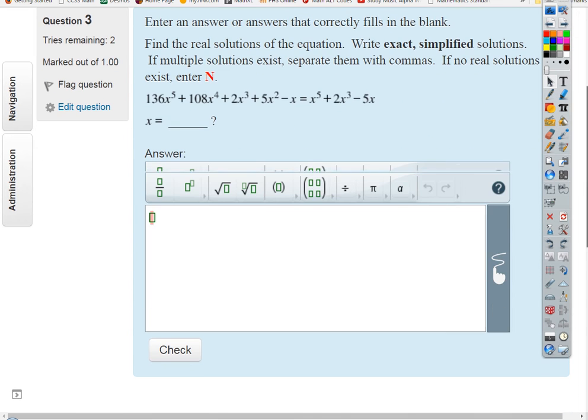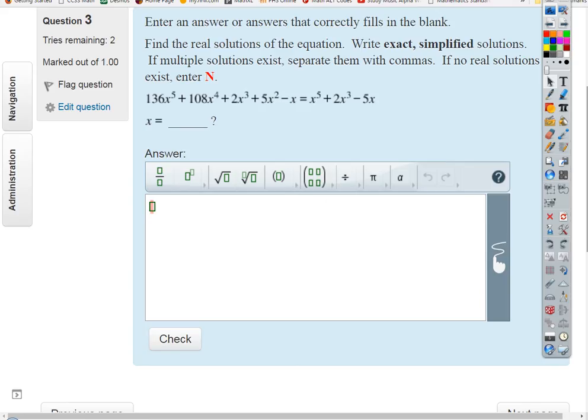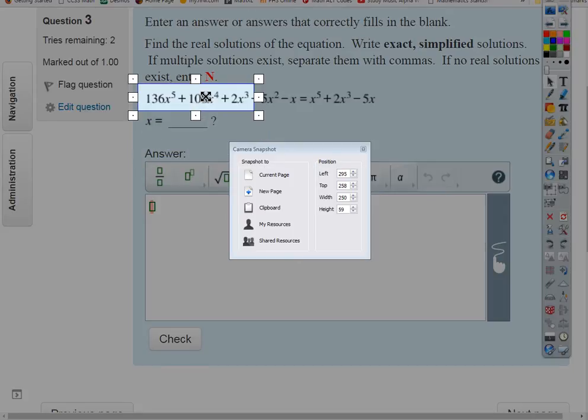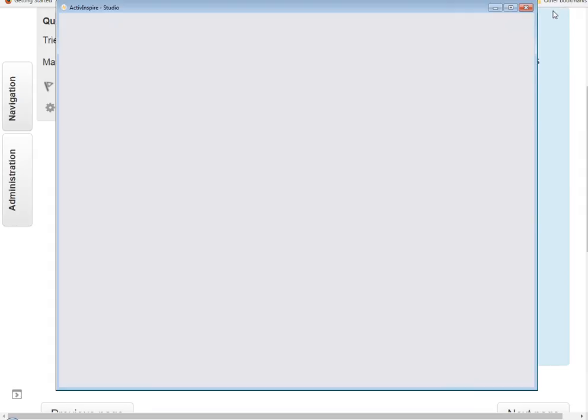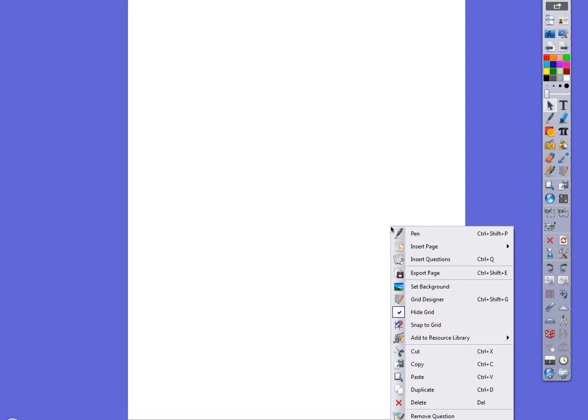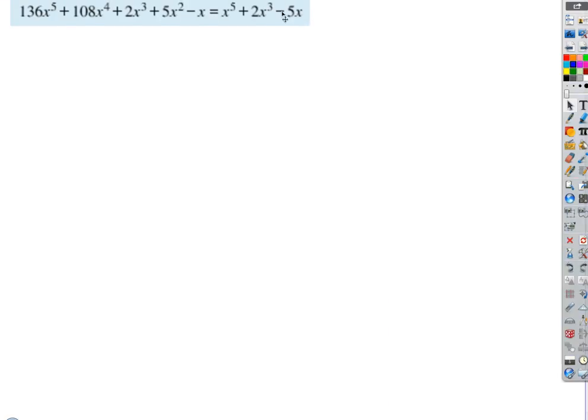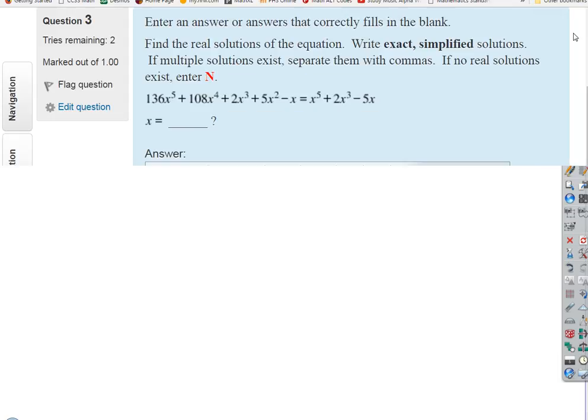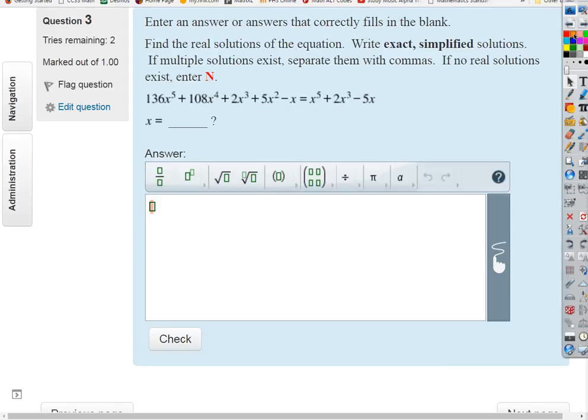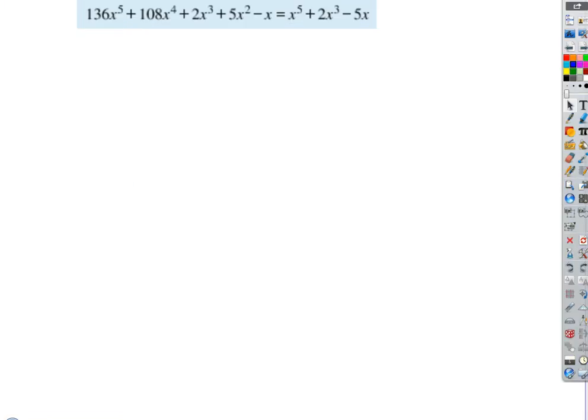Okay, what about that? It looks terrible, but really I just have to collect like terms. And what were the instructions on this one? We were supposed to find real solutions, okay? So we're just solving it. What are we gonna do? Okay, push everything to one side.